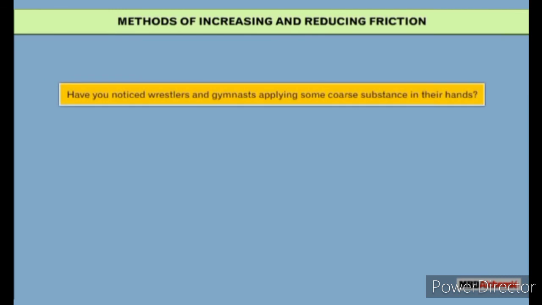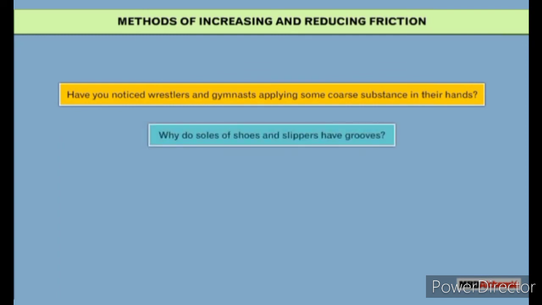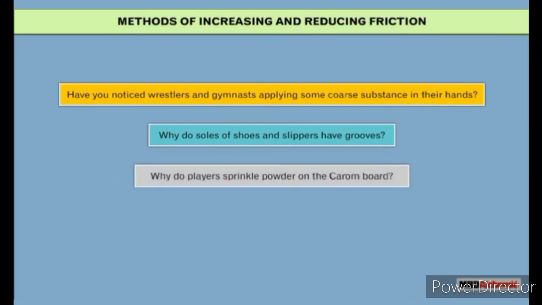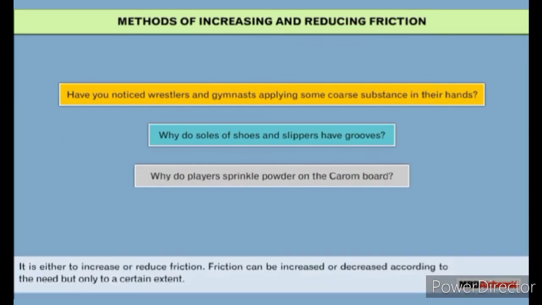Have you noticed wrestlers and gymnasts applying some coarse substance in their hands? Why do soles of shoes and slippers have grooves? Why do players sprinkle powder on the carom board? It is either to increase or reduce friction. Friction can be increased or decreased according to the need, but only to a certain extent.